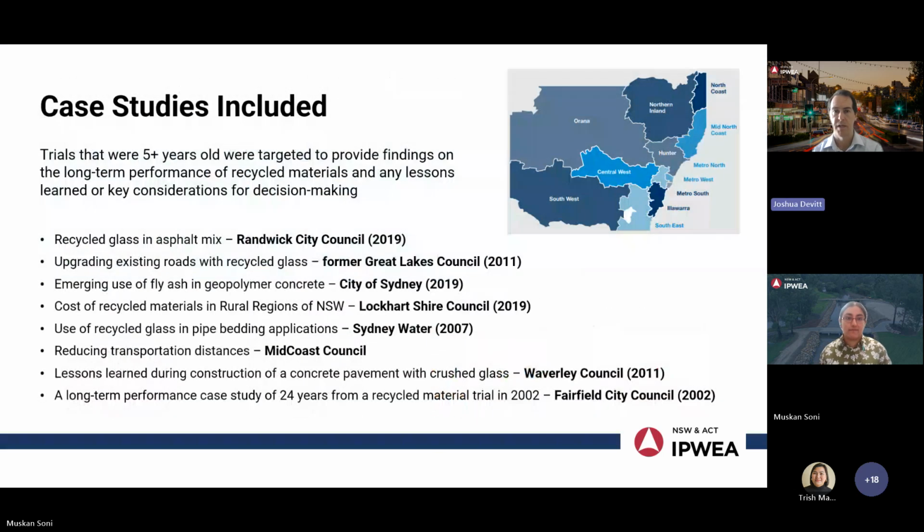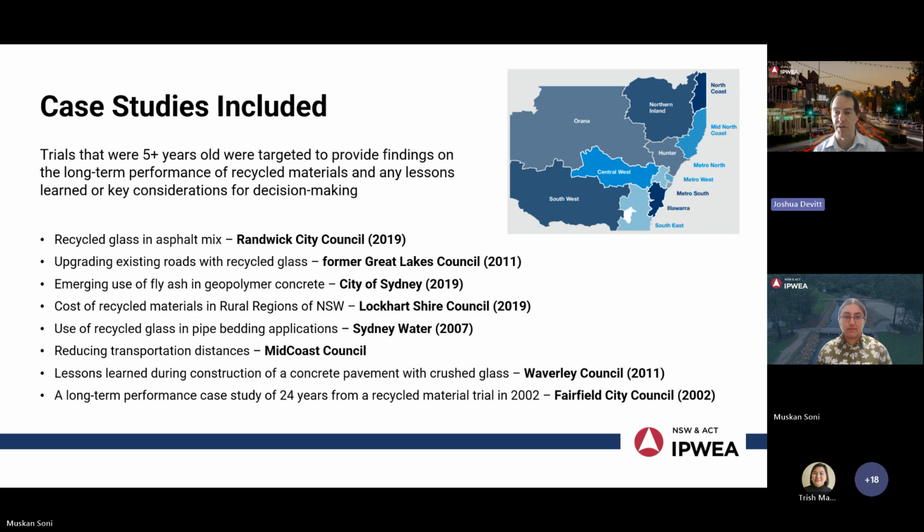Go next slide, please. Okay, this is a summary of the case studies. As we mentioned, the aim was to try and find the oldest examples of these materials that have been put into use, and there was one from 24 years ago at Fairfield City Council, which is probably the longest one we could find.